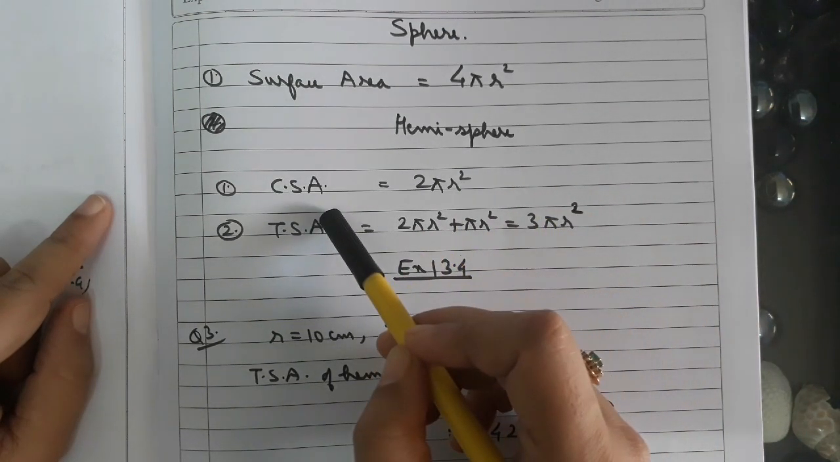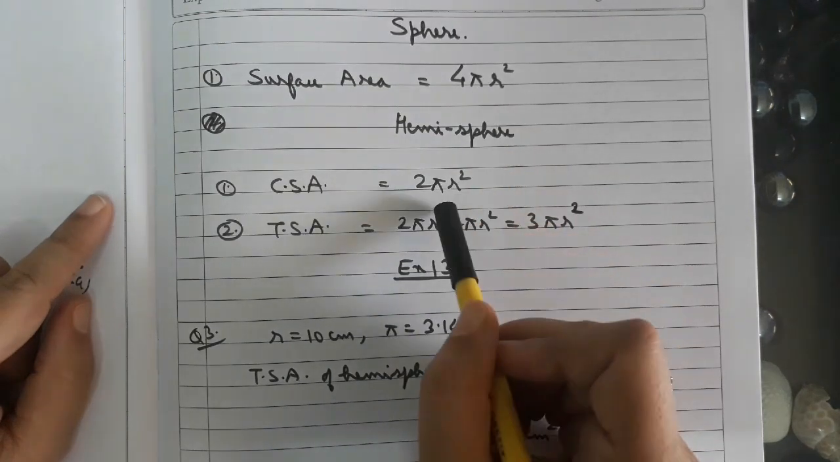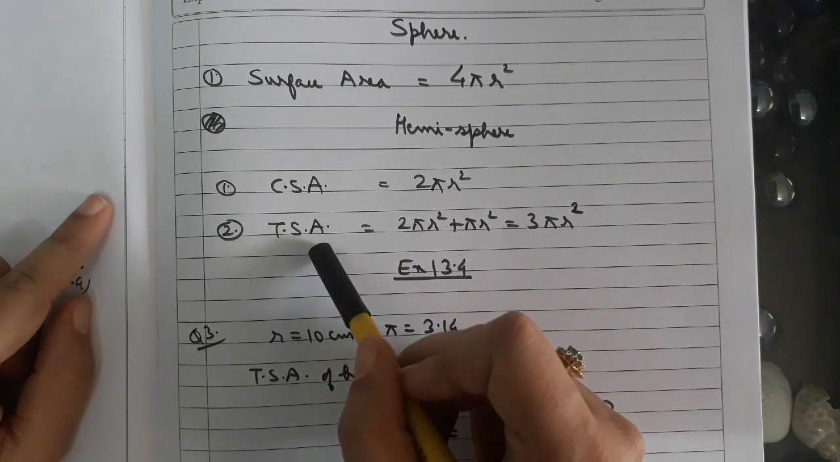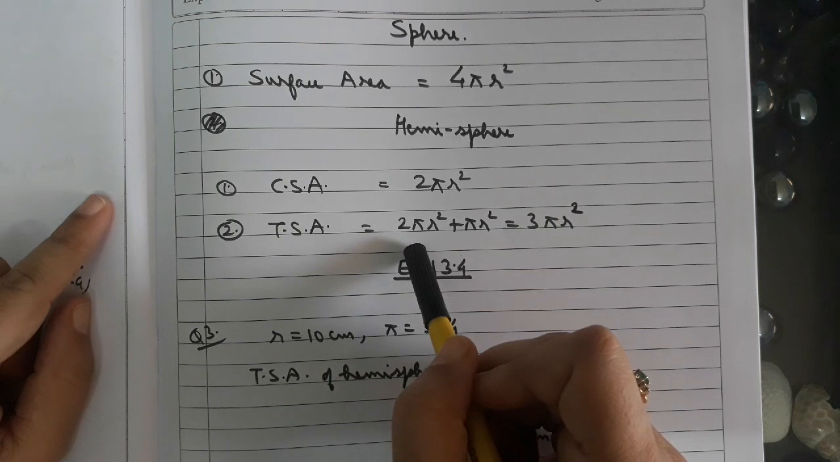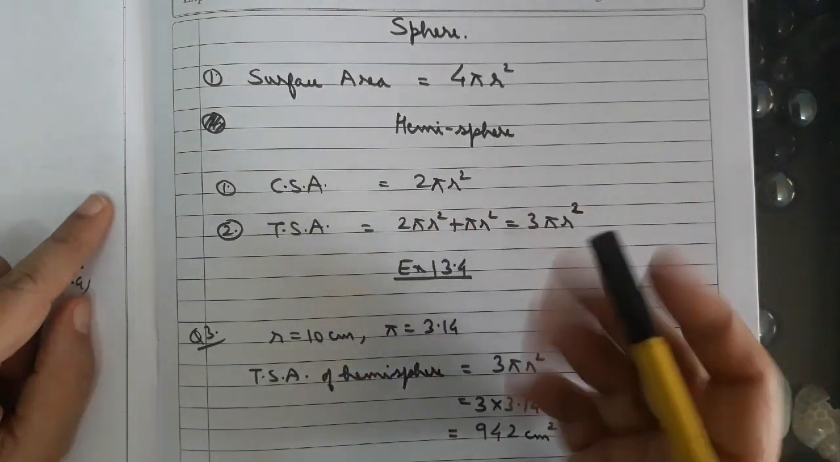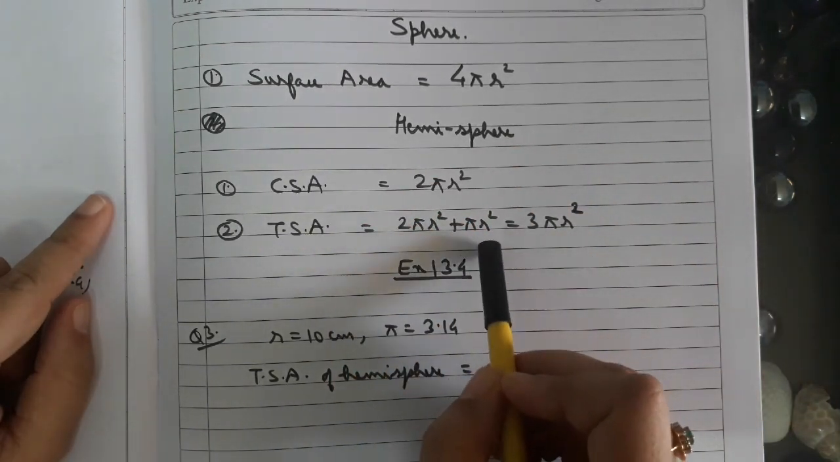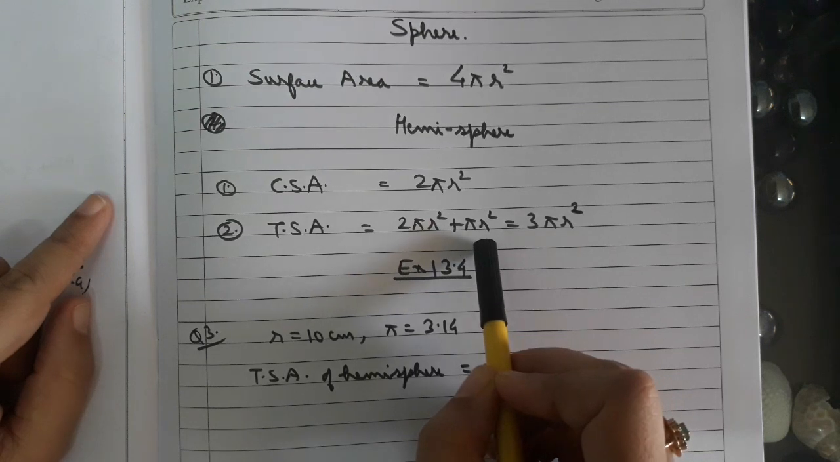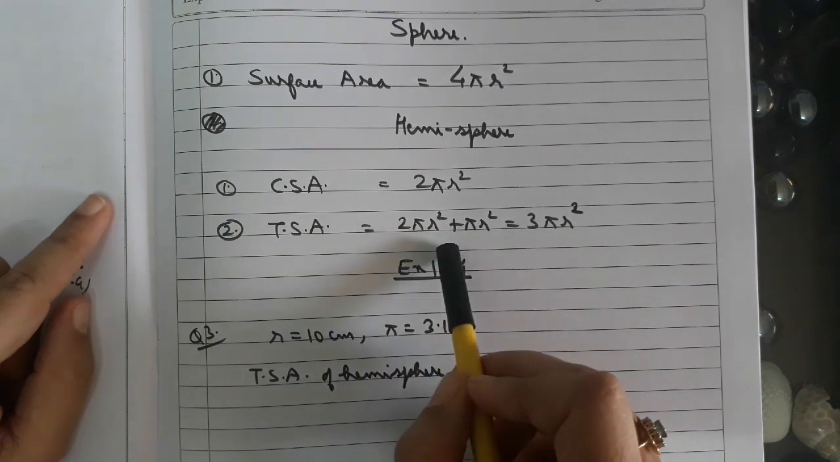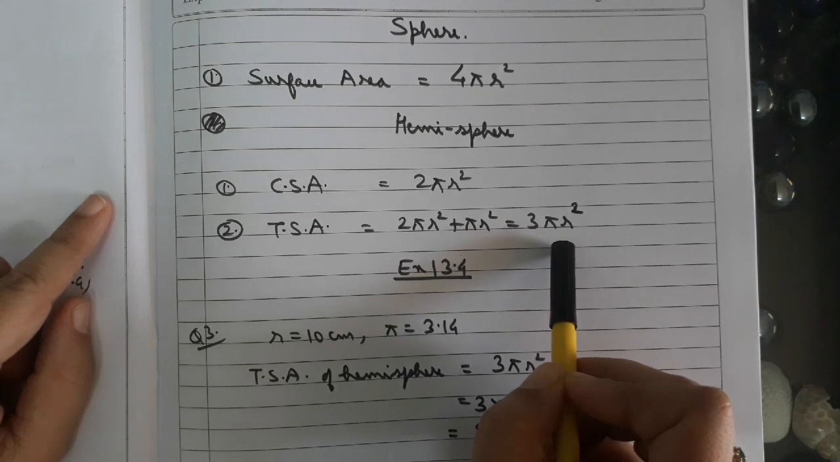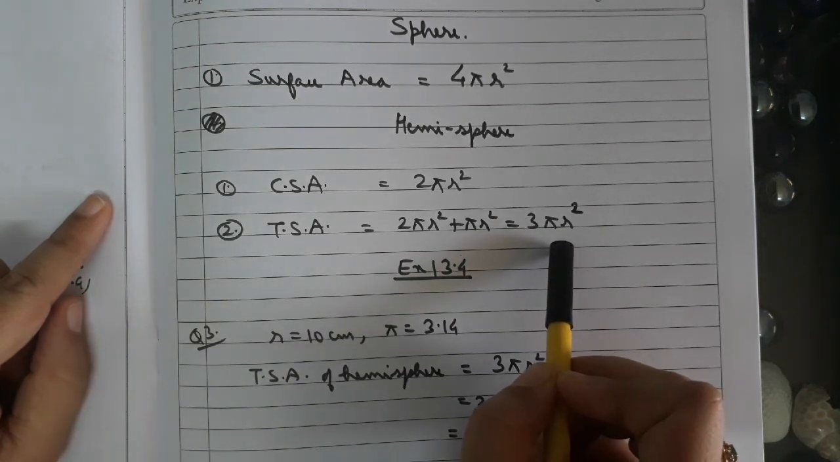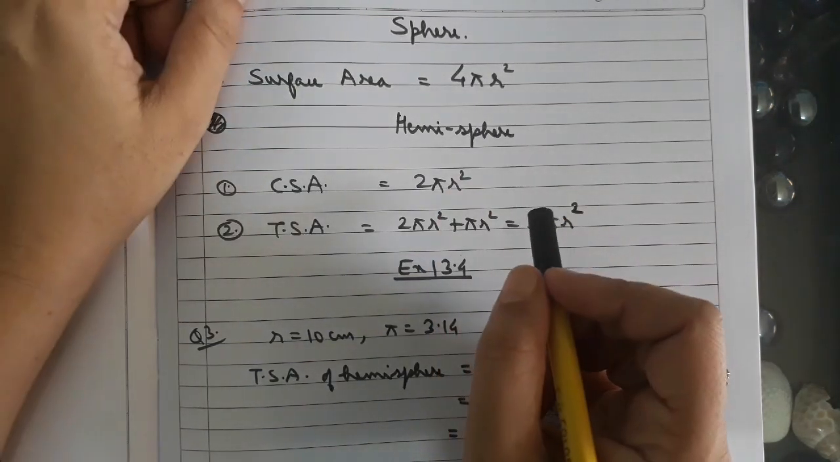The curved surface area is half of this, so it is 2 pi r square, and the total surface area is the curved surface area plus the area of the base, and for the hemisphere the base is a circle, so plus pi r square. So the total surface area of a hemisphere is 3 pi r square. Now based on this we start off with exercise 13.4.